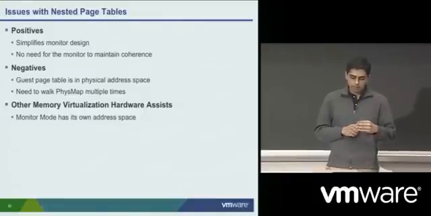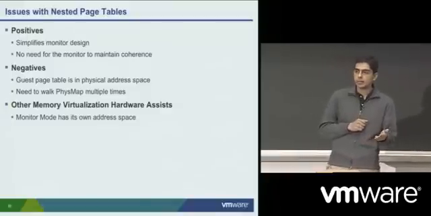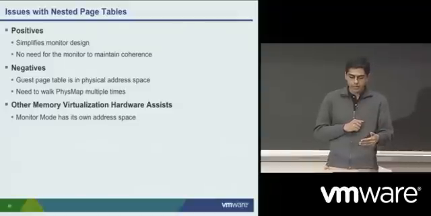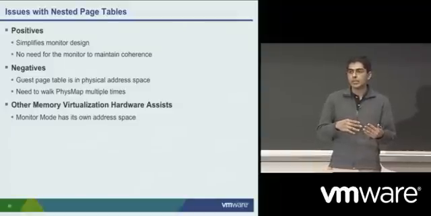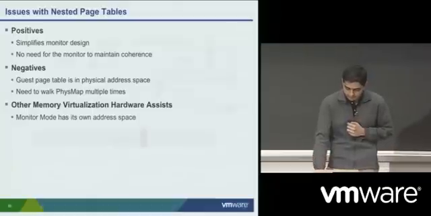The memory virtualization hardware assists, in addition to introducing nested page tables, also provide the monitor with its own address space, which eliminates the need for the monitor to stealthily steal a portion of the guest address space and hide itself.